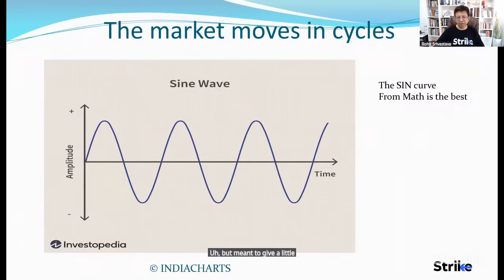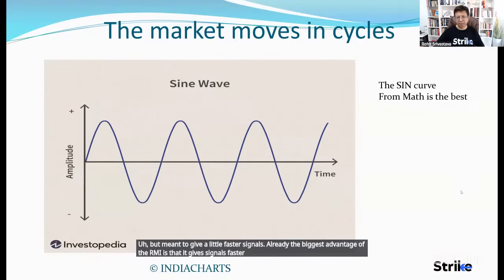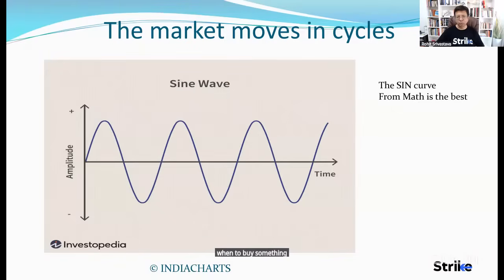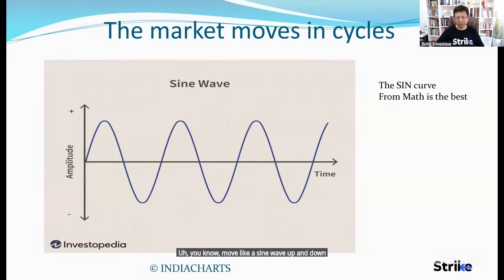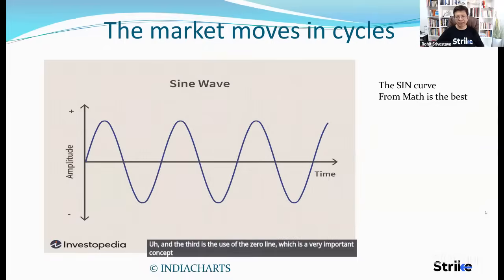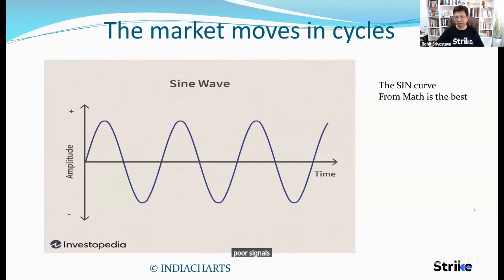because we thought people would get confused by slightly skewed RMIs, but it is meant to give a little faster signals. Already the biggest advantage of the RMI is that it gives signals faster than the MACD, almost by 2 to 3 days, sometimes more, but at least by 2 to 3 days. So that means you know when to buy something 3 days before any general technical indicator would tell you. So that's the first big advantage. The second one is the reduced noise, because it's double smoothed, so that it can actually move like a sine wave up and down and give clean signals. And the third is the use of the zero line, which is a very important concept, so that you can eliminate poor signals and stick with the good signals.